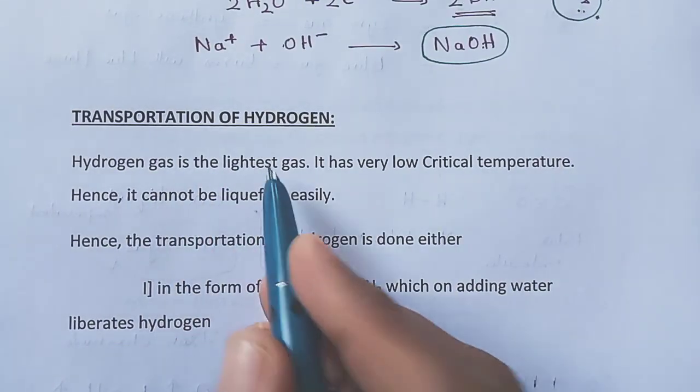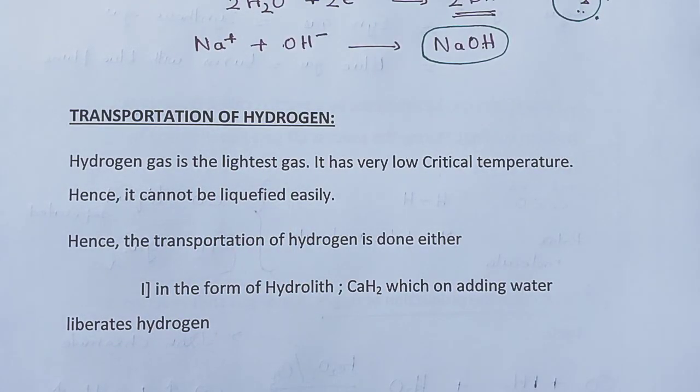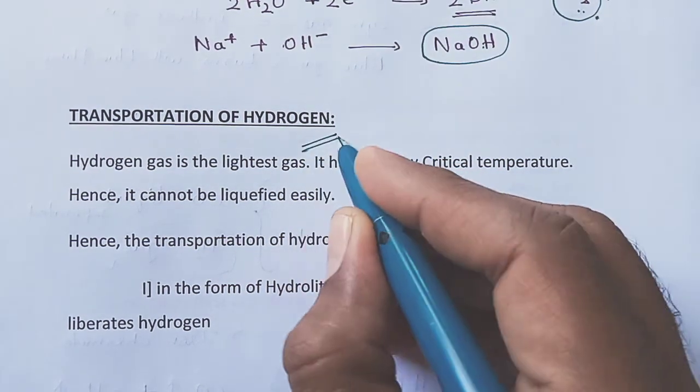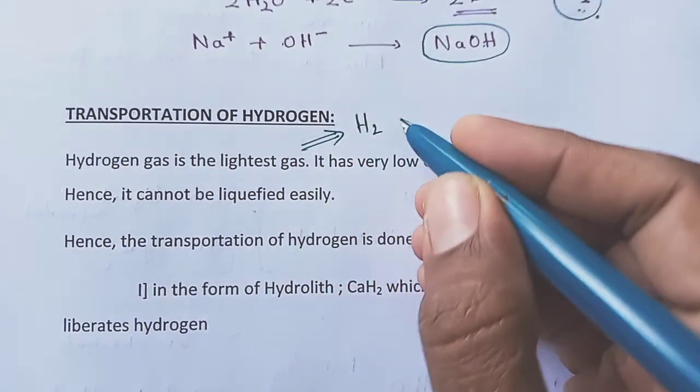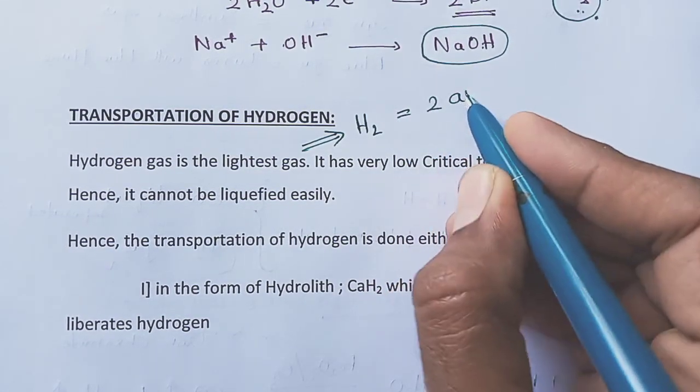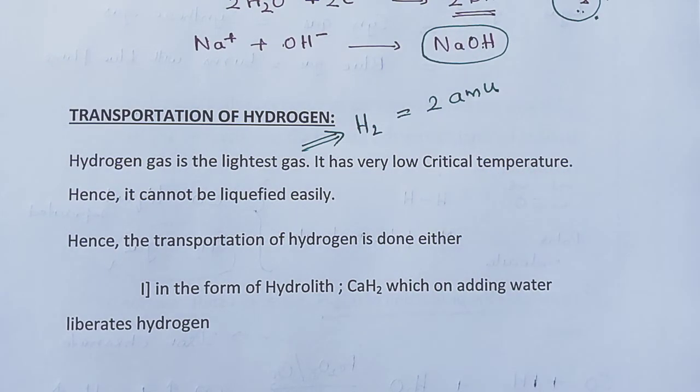Hydrogen gas is the lightest gas. Why is it the lightest gas? Because it has H2 molecules. Their molecular weight is only 2 AMU. It is the lightest gas.